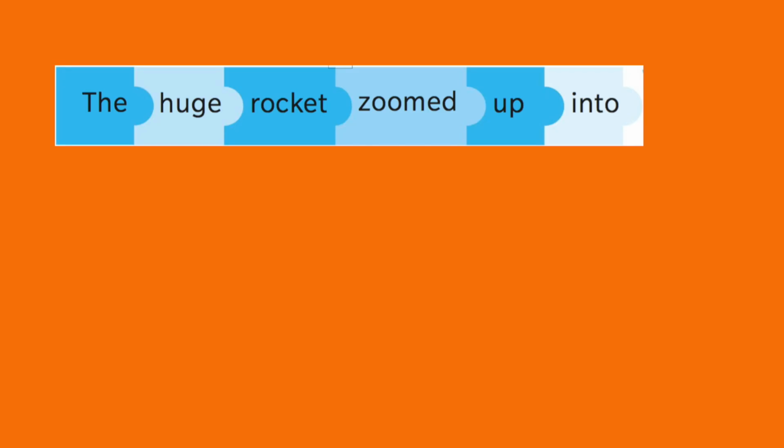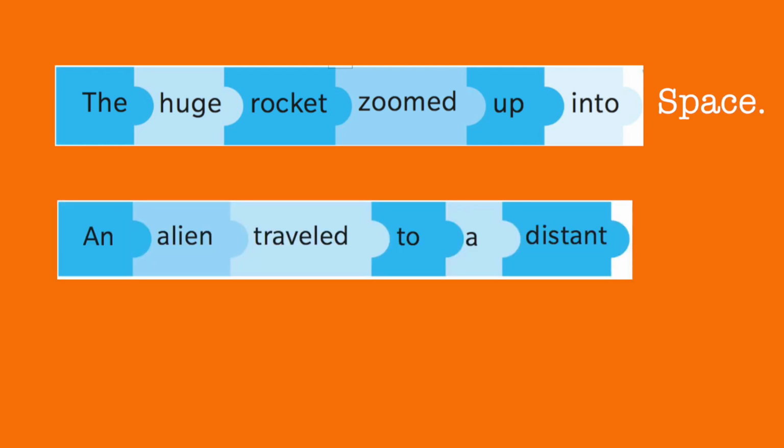So, the huge rocket zoomed up into space. An alien traveled to a distant planet. These are examples of the pieces of the puzzle where we put them together and in that way they will make sense.